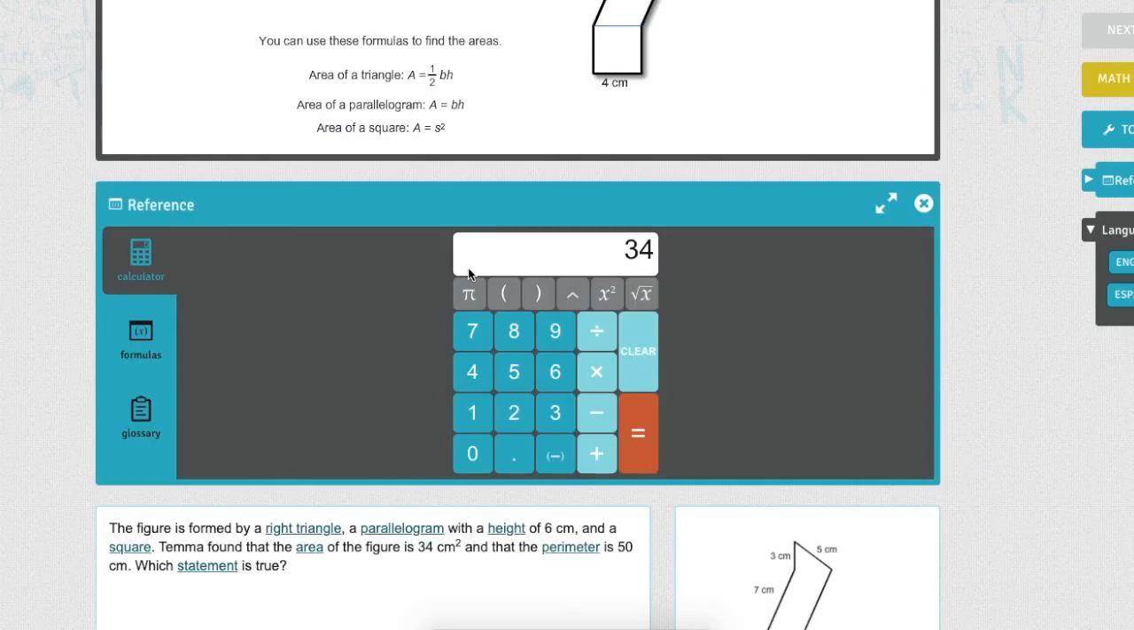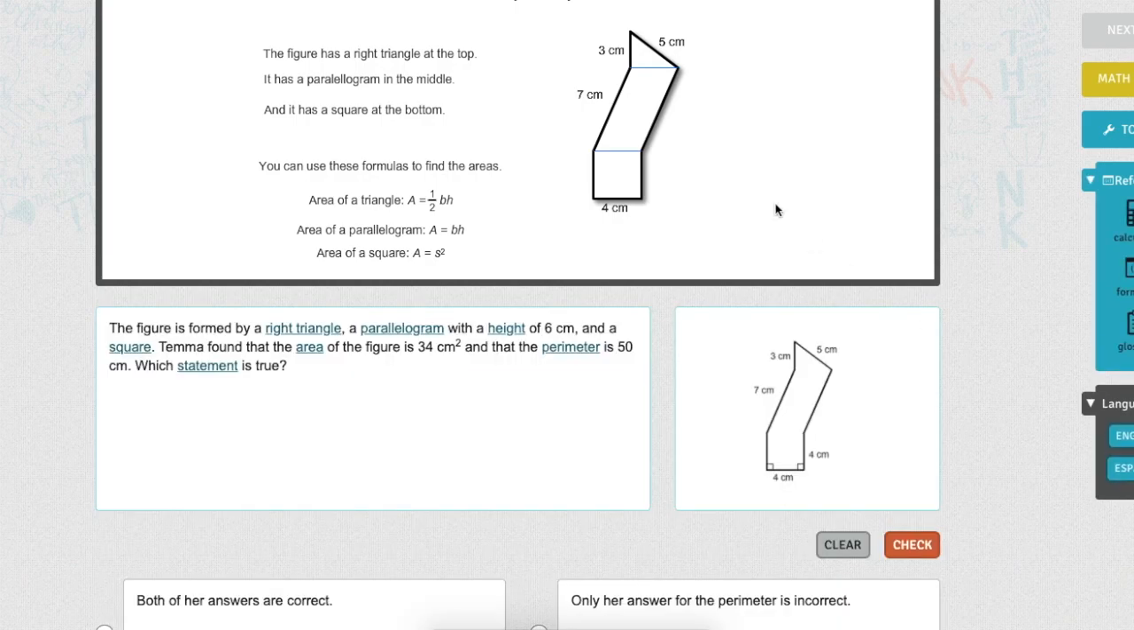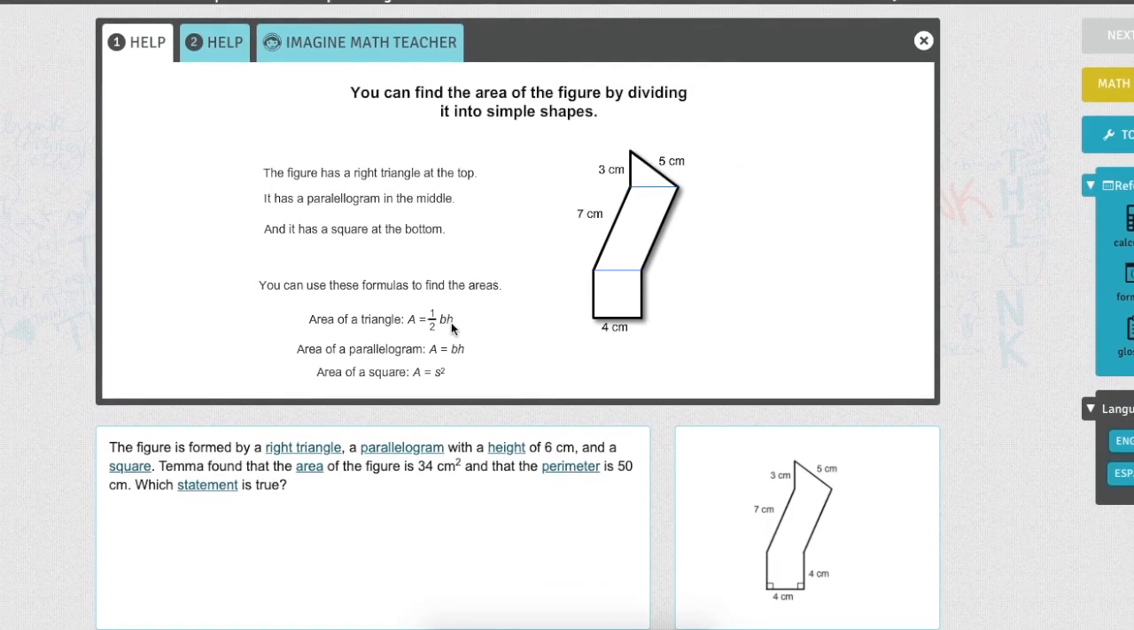But just to make sure, we're going to check with the question help. Okay, so with this one, it says that the figure has the right triangle at the top, which we found. It has a parallelogram in the middle, which we found. And it has the square at the bottom. Area of the triangle is 1/2 base times height. Area of the parallelogram is base times height. And then the area of the square is s squared.